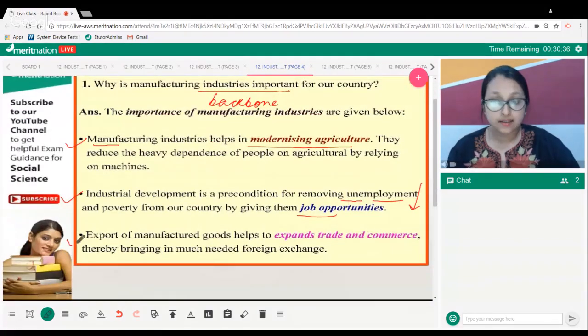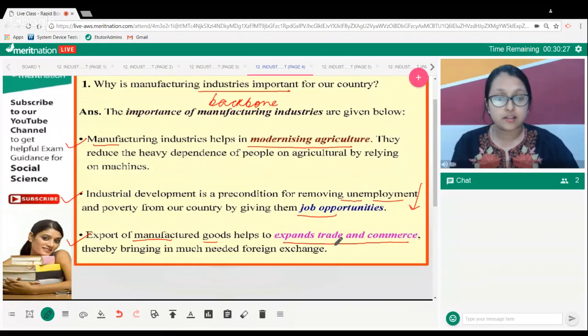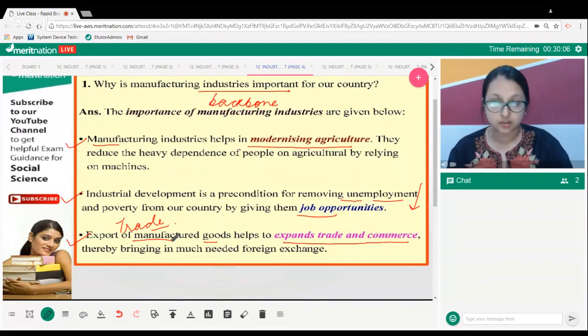Okay, the next, export of manufactured goods helps to expand trade and commerce. How? Because whenever different kinds of industries are set up, there will be export and import, and whenever there is trade, the economy of the nation will grow. So have all of you understood this particular question? And also the removal of trade barriers that we started in the previous session. All those who have not watched, please subscribe to the Merit Nation and you can watch all the sessions. The removal of trade barriers and the making of all these industries have benefited the economy.